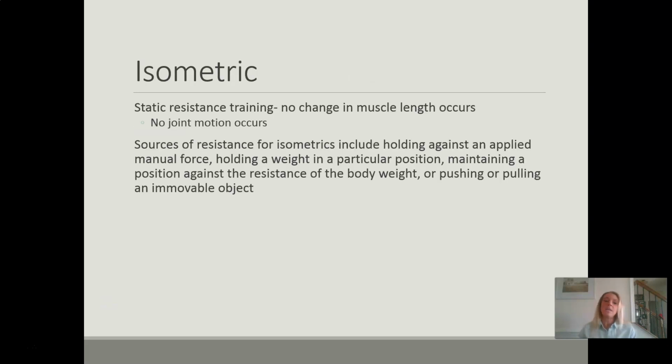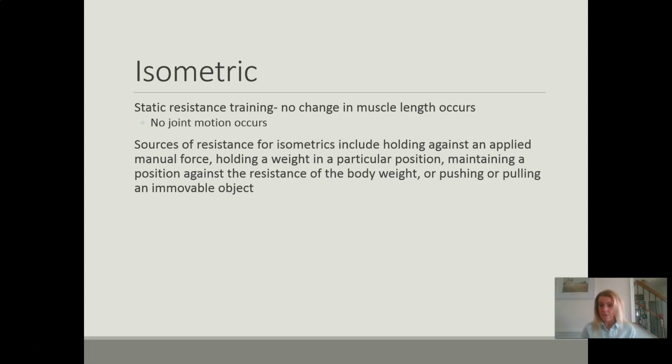So with isometric exercises, again, no change in the muscle length, no joint motion is occurring, although we are getting a muscle contraction. So we can do this against manual force, even hold a weight in a particular position, pushing and pulling an immovable object.